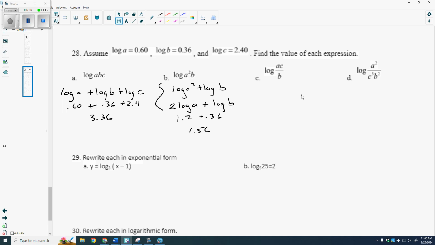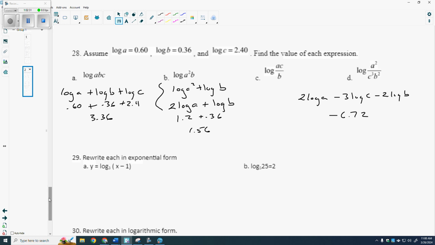Expanding, I think we can skip steps now. 2 log A minus 3 log C minus, because it's on the bottom still, 2 log B. Plug in all my information. Plug in 0.6, plug in 2.4. Make sure you're putting it in the right order. And plug in 0.36. Final answer, negative 6.72.